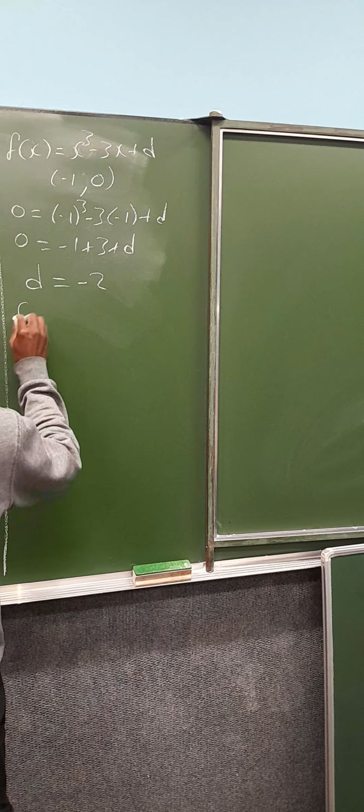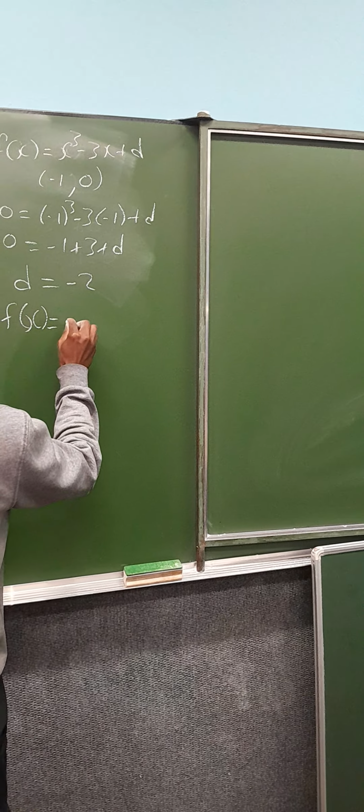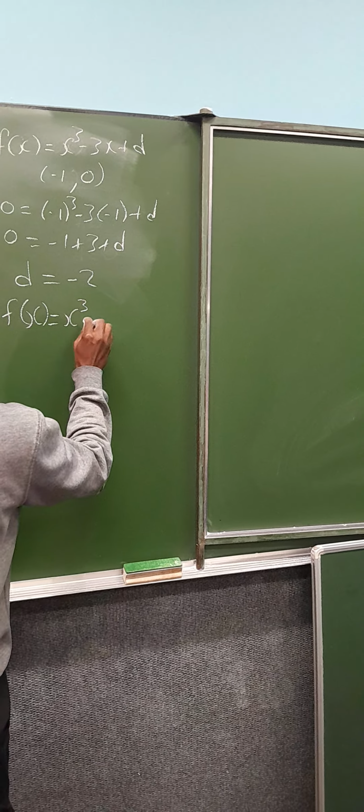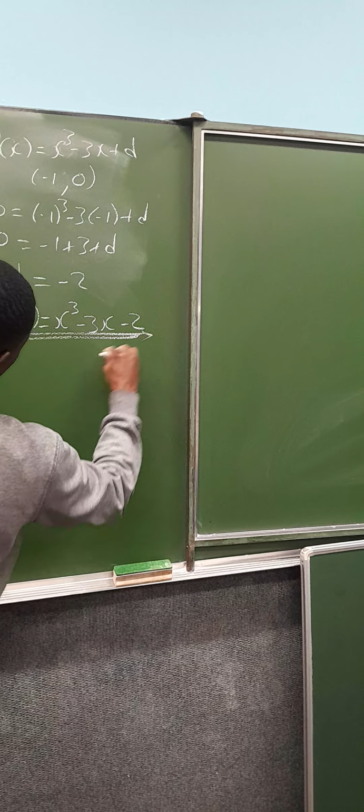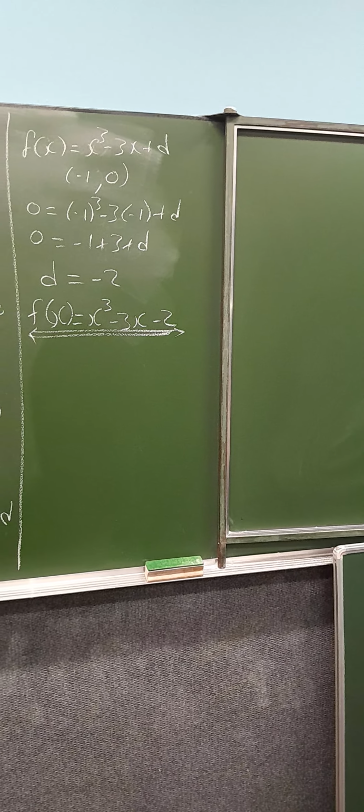So that means my final equation now is going to be f of x equals x cubed minus 3x minus 2. And this is now going to be my final answer to this question.